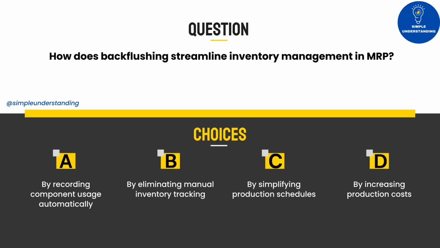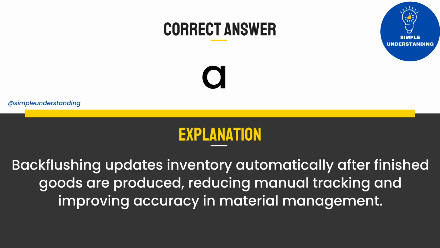10. How does backflushing streamline inventory management in MRP? A. By recording component usage automatically. B. By eliminating manual inventory tracking. C. By simplifying production schedules. D. By increasing production costs. Answer: A. Explanation: backflushing updates inventory automatically after finished goods are produced, reducing manual tracking and improving accuracy in material management.